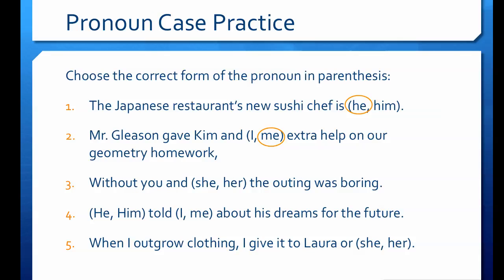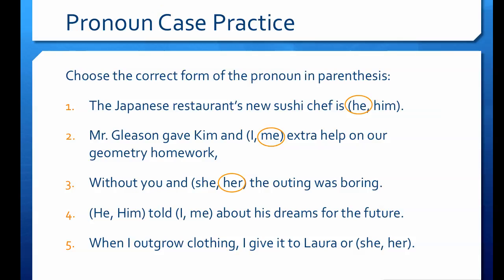Number 3, without you and blank, the outing was boring. What part of the sentence do I need? Without is a preposition. So I need the object of a preposition, which means I need the object form her. In this sentence, we can actually do what we did in number 2, get rid of the compound element. Without her, the outing was boring. It's much easier to hear it once you eliminate the compound.